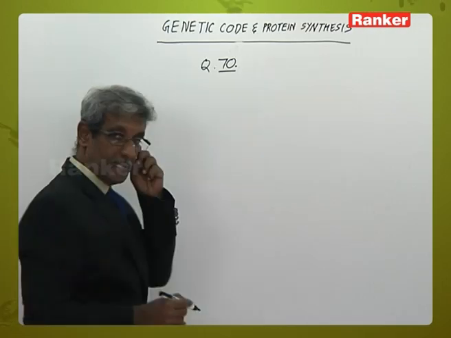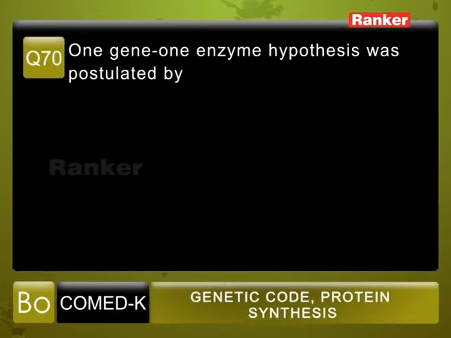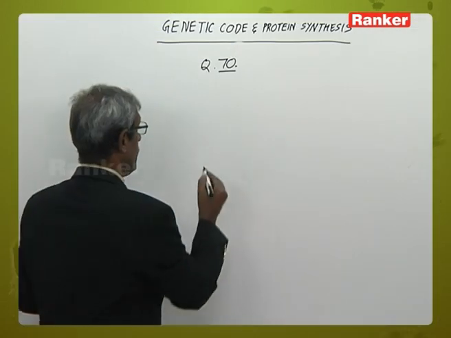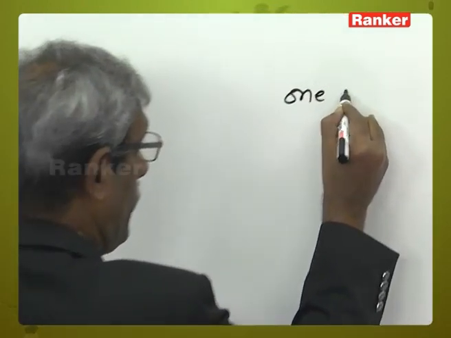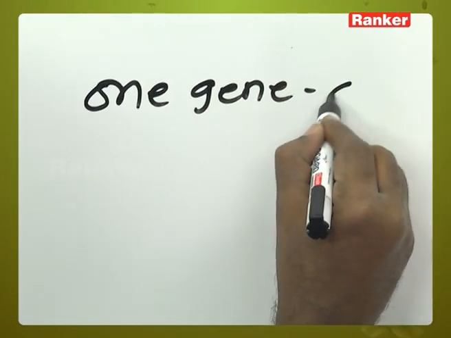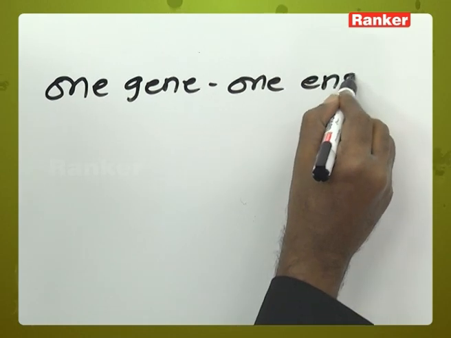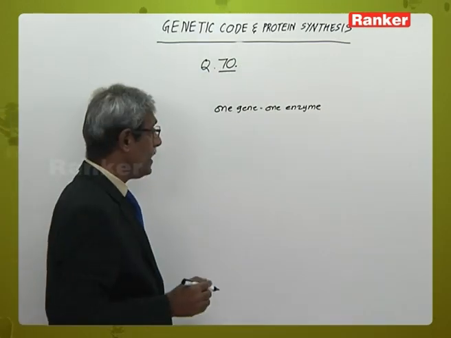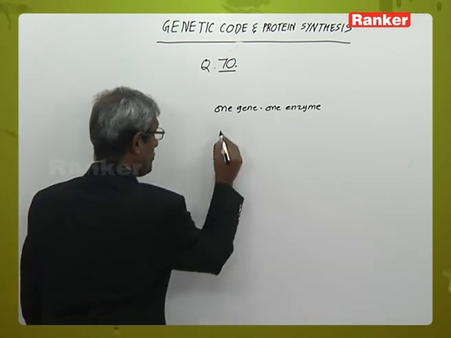We go to question number 70. The one gene, one enzyme hypothesis was postulated by A, Hershey and Chase, B, Gerard, C, Beadle and Tatum, D, Franklin. The one gene, one enzyme hypothesis has been proposed by Beadle and Tatum.